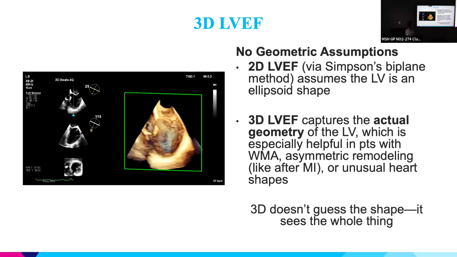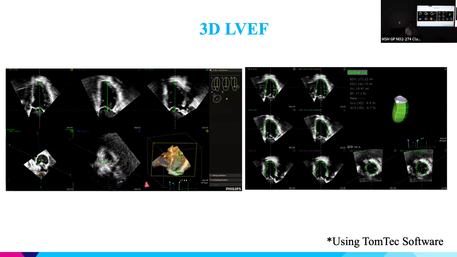There is potential for error in some of these EFs. We have TomTec now, so if you acquire that 3D image, you can go into your TomTec and get your 3D EF. You can also get a 3D strain. So you would just follow the prompts. It's called 4D LV analysis is what the option is to get into this system.